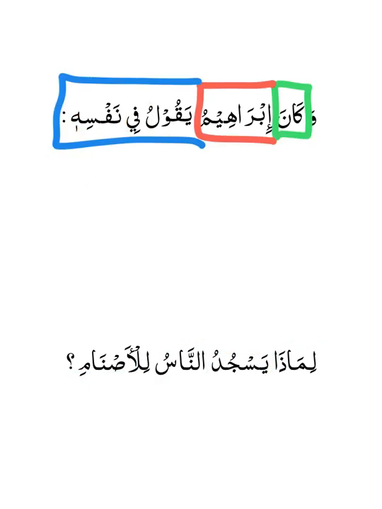So, kana needs an ism and a khabar. Ism is very straightforward. Ibrahim is the ism. It's in nominative case. Ism of kana is in nominative case. So Ibrahim is in nominative case and it's the ism of kana.